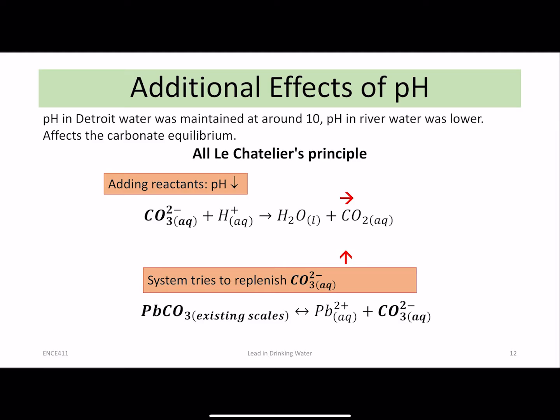What happens if we are adding protons? The protons are reacting with the carbonate. The concentration of carbonate is going to decrease, and because the equilibrium wants to be in equilibrium, it's going to form more of this because this is decreasing, and we want to have this constant. So it's going to dissolve the scale in order to form more carbonates. So when the pH decreases, we are dissolving the scale. So this is bad for the water system. Make sense?